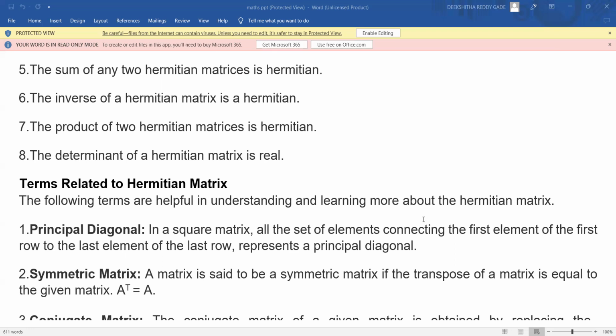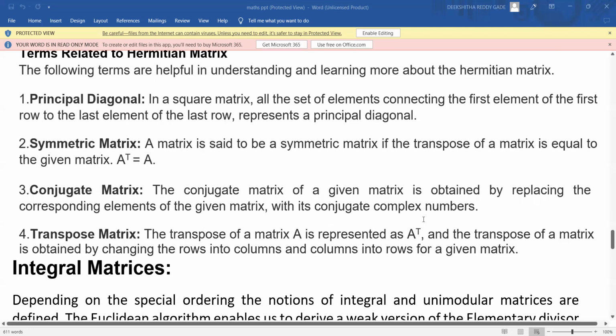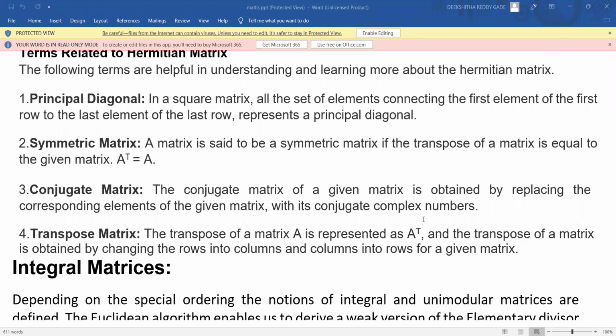Terms related to Hermitian matrix. The following items are helpful in understanding and learning more about the Hermitian matrix. Principal diagonal. In a square matrix, the set of elements connecting the first element of the first row to the last element of the last row represents the principal diagonal. A symmetric matrix. A matrix is said to be a symmetric matrix if the transpose of the matrix is equal to the given matrix, that is, A transpose equals A.